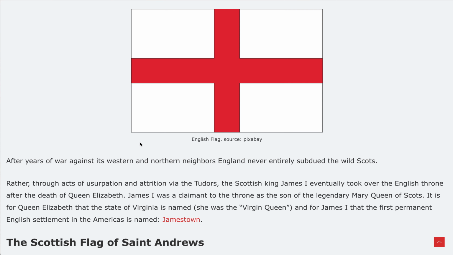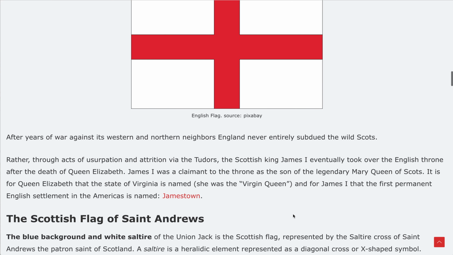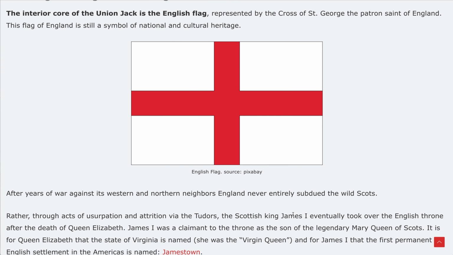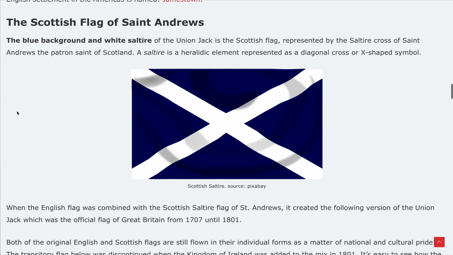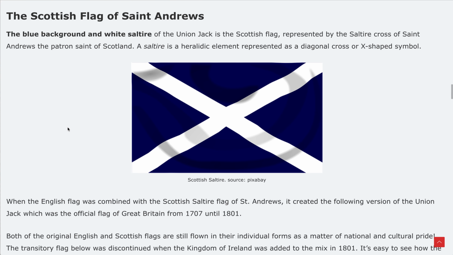And anyway, back to our article here. So that's our English flag. Now sort of keep this in your mind visually. We're going to overlay this Scottish flag of St. Andrews. So very, very powerful imagery as well. It's a blue background with a white saltire. Okay, the Union Jack includes the Scottish flag represented by the saltire cross of St. Andrews, the patron saint of Scotland. It's the contribution to the flag.